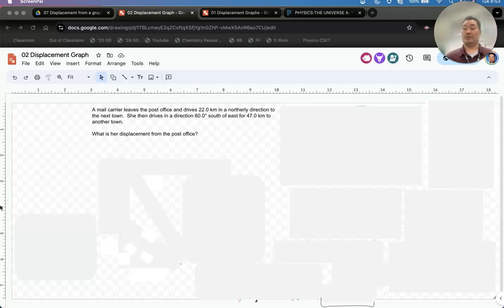All right, displacement graph. A mail carrier leaves the post office and drives 22 kilometers in a northerly direction to the next town. She then drives in a direction of 60 degrees south of east for 47 kilometers to another town. What is her displacement from the post office?